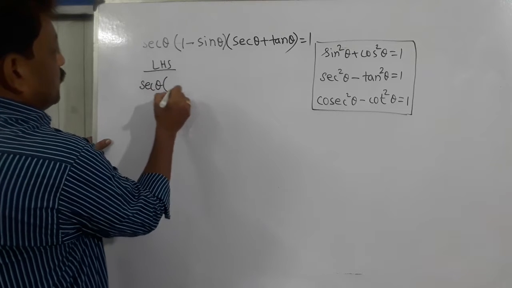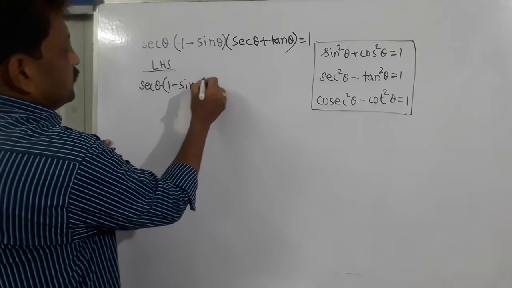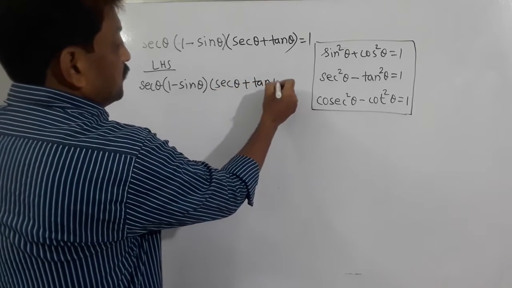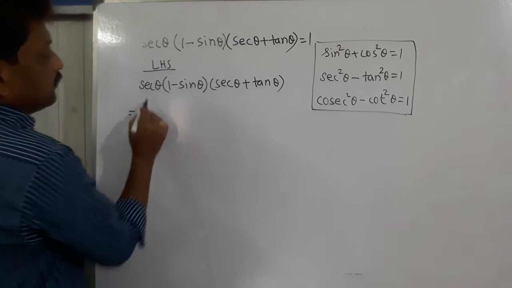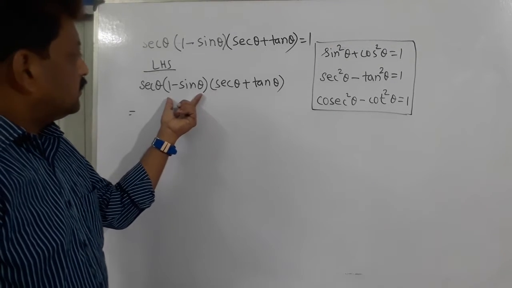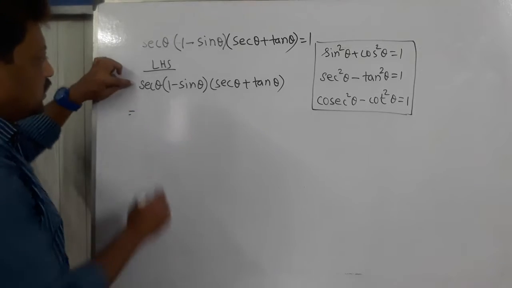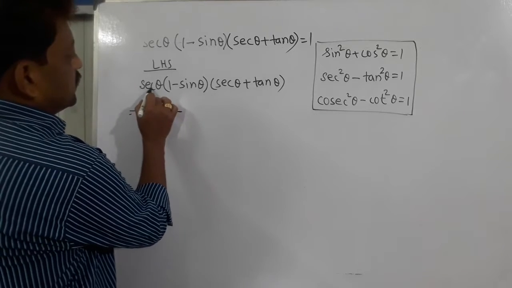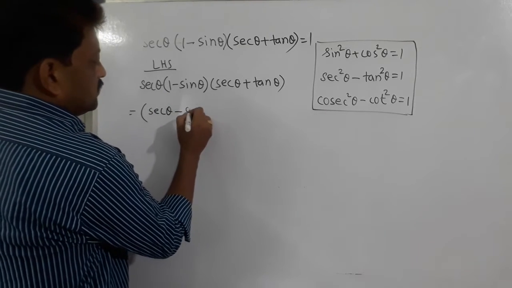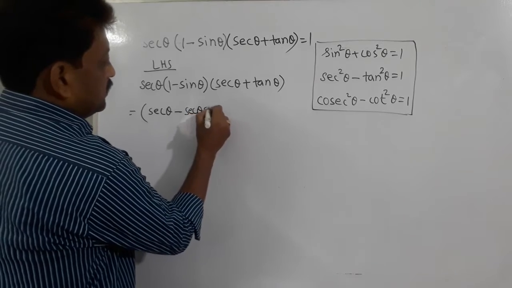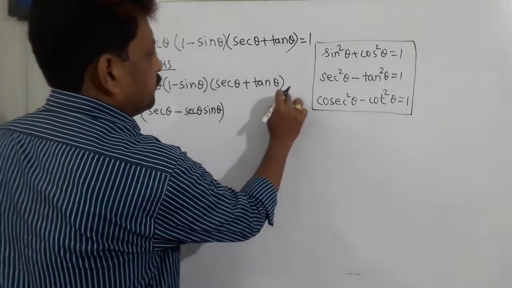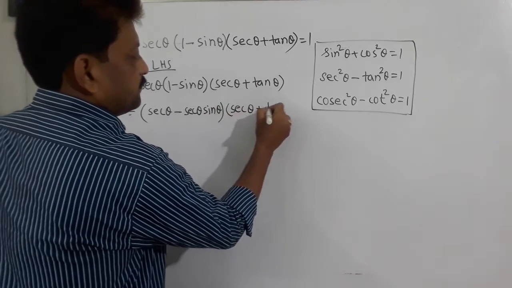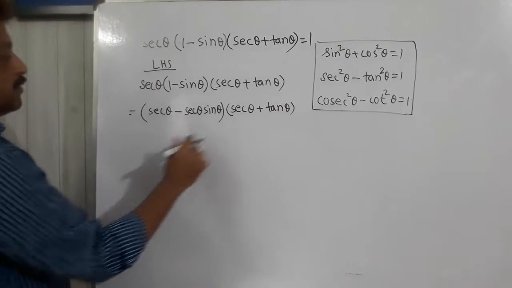Sec theta multiplied with 1 minus sine theta multiplied with sec theta plus tan theta. Now let me multiply this first part, first one, with sec theta. So sec theta multiplied with 1 is sec theta, and sec theta multiplied with sine theta, that is sec theta sine theta, and I am keeping this as it is, no change. Sec theta plus tan theta. I am not changing this, the second part.